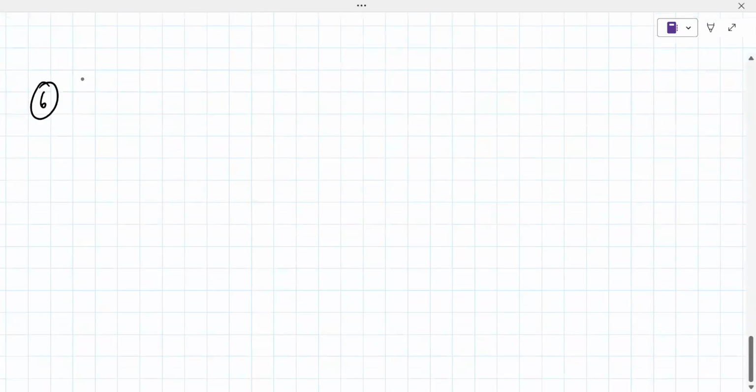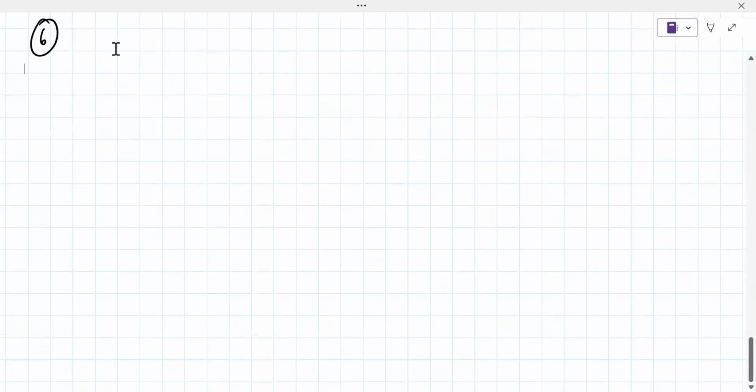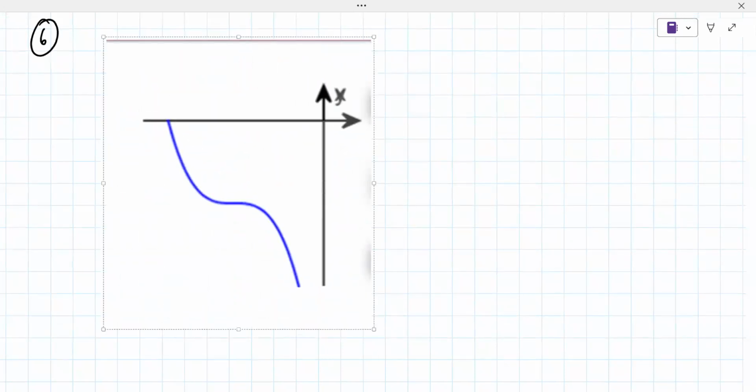All right, let's go on to number 6. The first few go pretty fast. Then they don't go so fast. So the next question here says to graph the derivative. And well, how to do that?